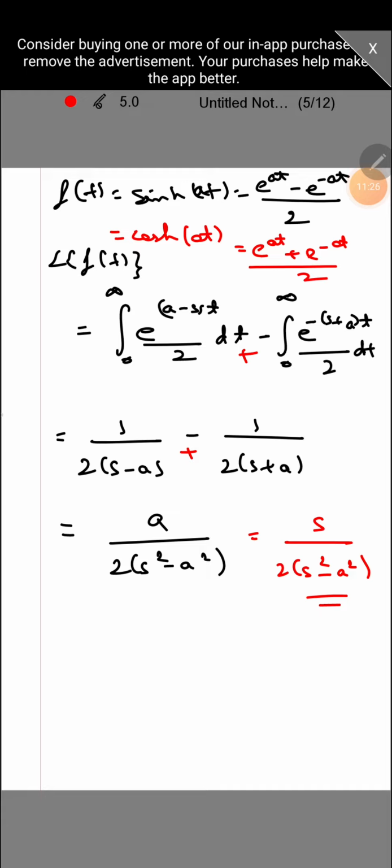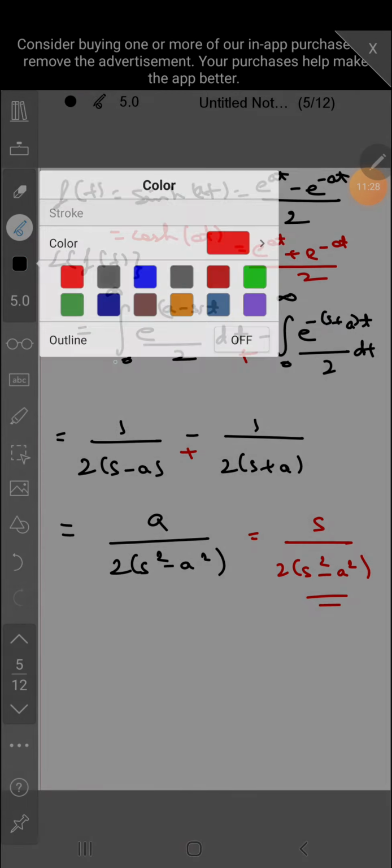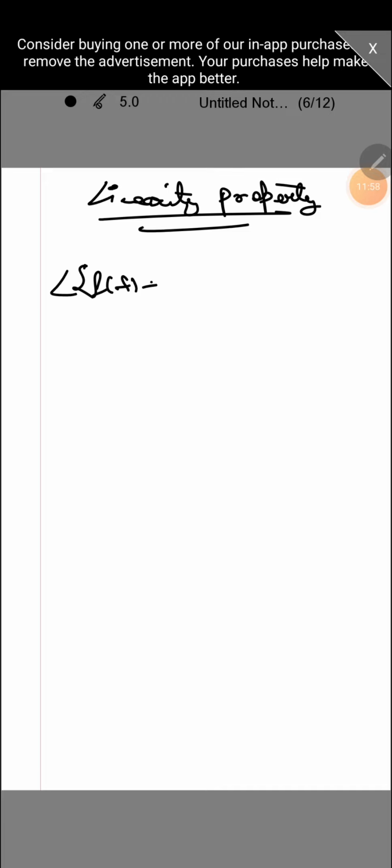Okay. So next we will be studying some properties of the Laplace transform. So the first property we have is the linearity property. So what is the linearity property actually? The linearity property says that the Laplace transform of f(t) plus g(t) is equal to the Laplace transform of f(t) plus the Laplace transform of g(t).